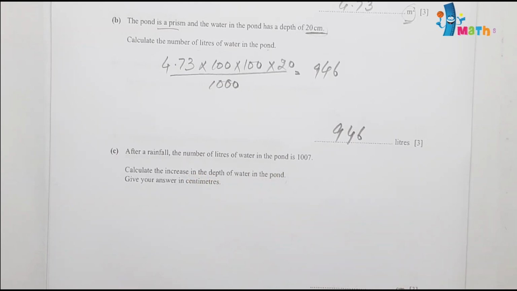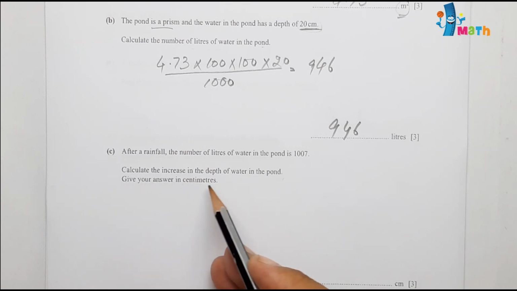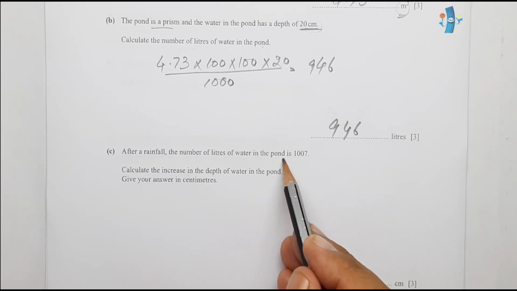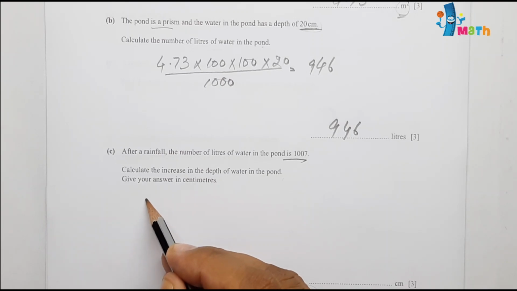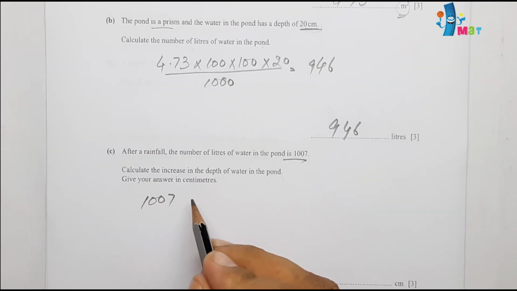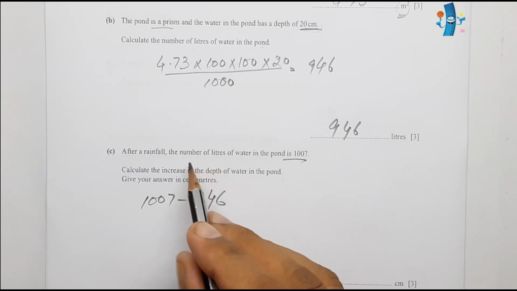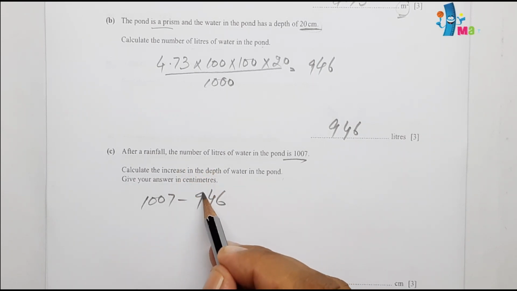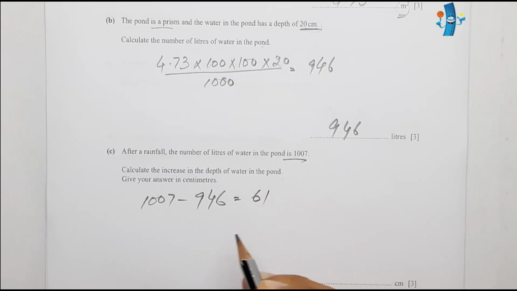Now the next C part is saying after rainfall the number of liters of water in the pond is 1007. Calculate the increase in the depth of the water. So 1007 is the new volume of the pond. So 1007 minus 946, which is already there before rainfall. So the difference of water will be 61.